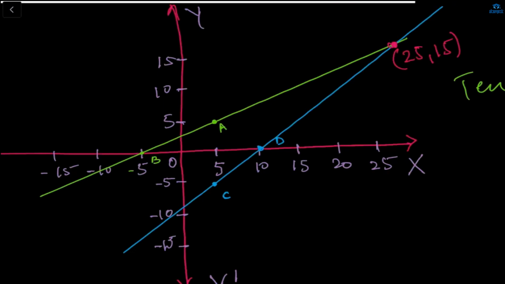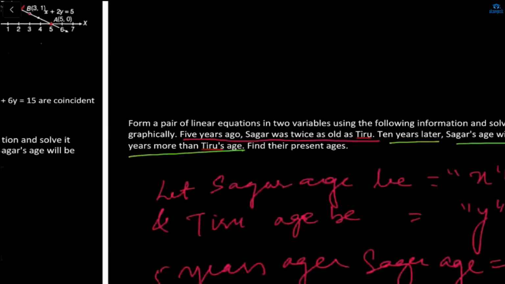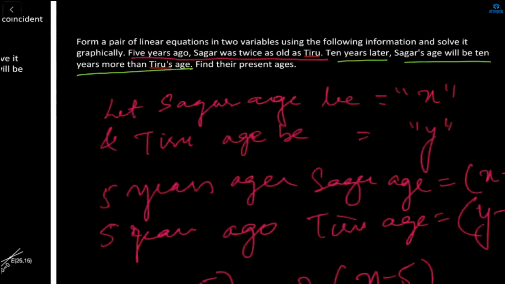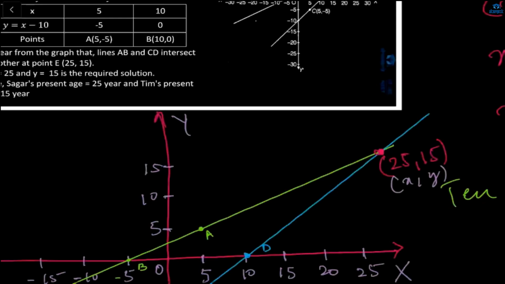So what will be the age of Sagar? We have assumed x as Sagar's age, so Sagar's age will be 25, and we have assumed y for Tiru's age, so y will be 15. Okay, got it?